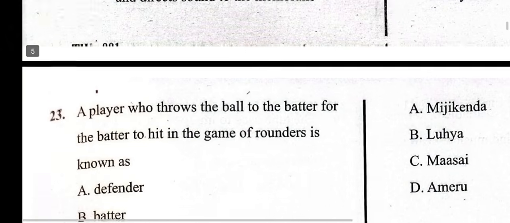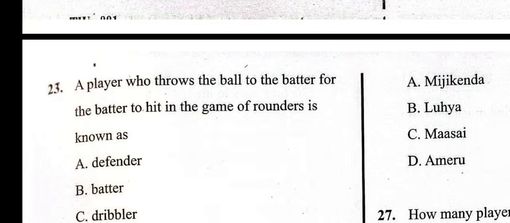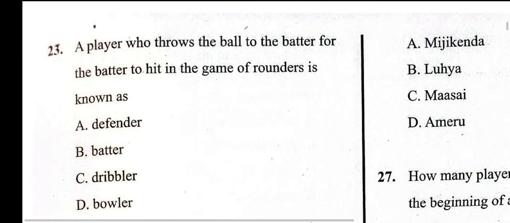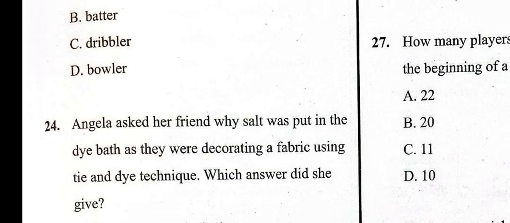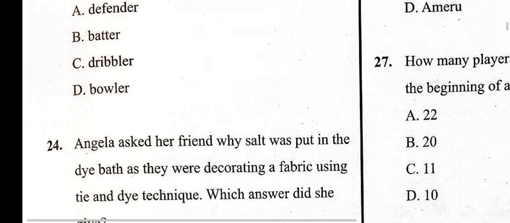Let's go to number 23. Number 23 says, a player who throws the ball to the batter to hit it in the game of rounders is known as. In the game of rounders, the one who is throwing the ball is known as a bowler. Then Angela, that is D.